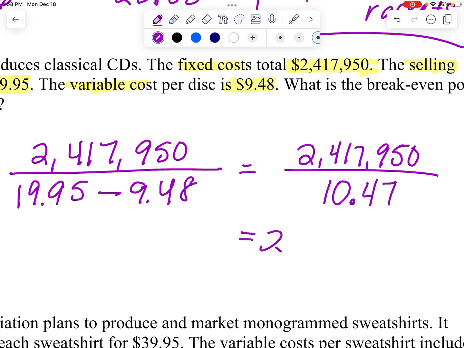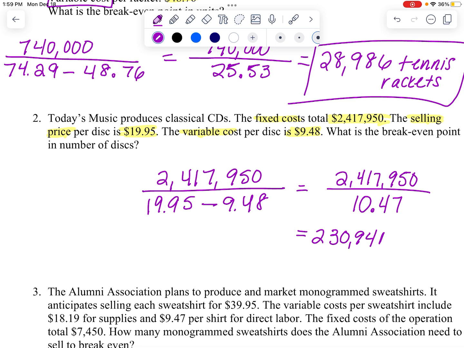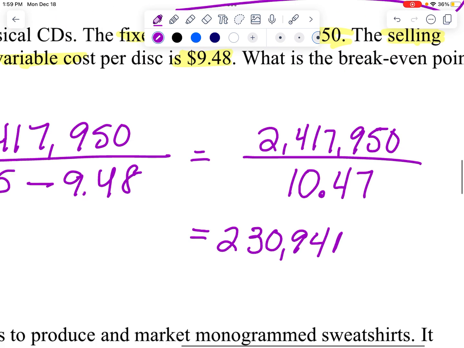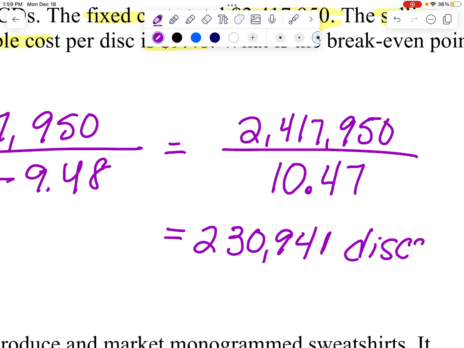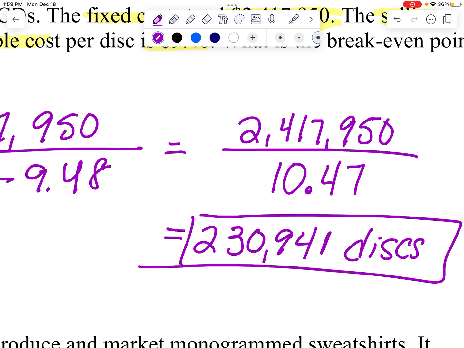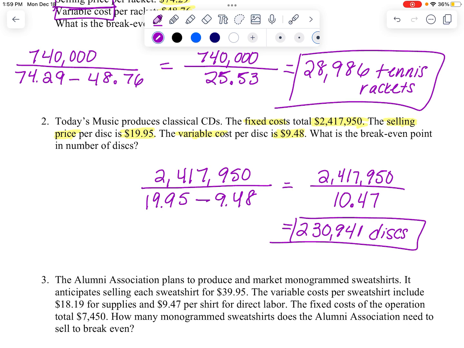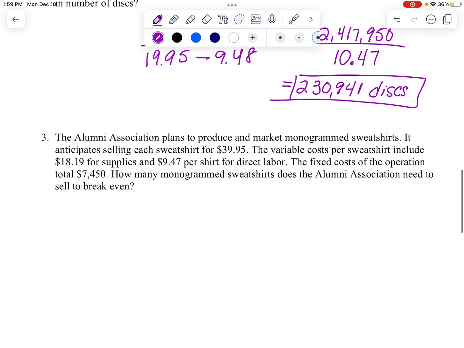So what I got was 230,940. I'm rounding up to 1. It was a 0, but the number after it was a 7, so I round that 0 up to a 1. And we're going to put the unit. We're talking about discs here, so CDs. So I'm going to put discs. Okay, and final one we're going to do.